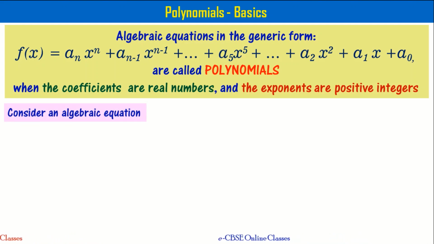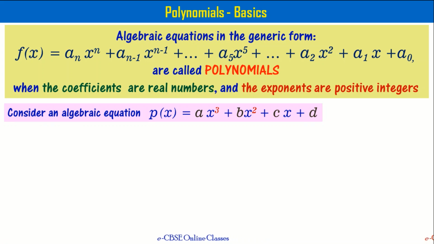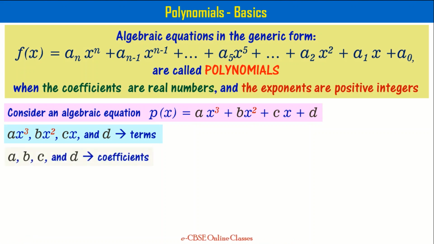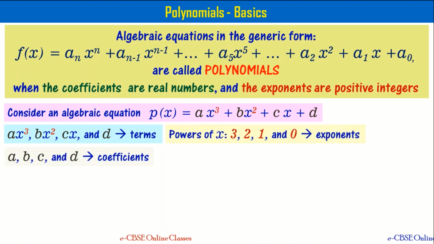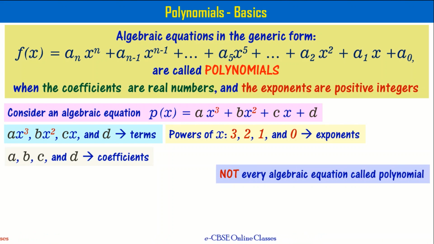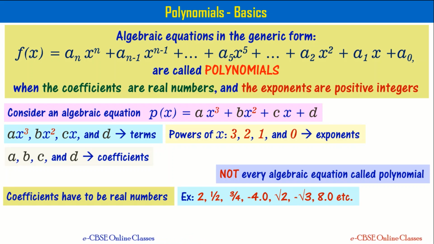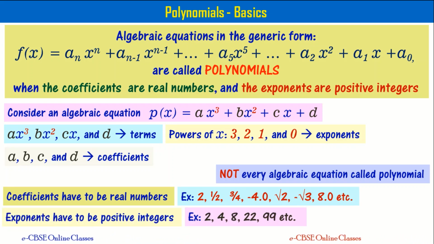Let's consider an algebraic equation, that is p of x equal to ax cube plus bx square plus cx plus d. In this equation, ax cube, bx square, cx and d are called terms. a, b, c and d are called coefficients. And powers of x such as 3, 2, 1 and 0 are called exponents. Please note that not every algebraic equation is going to be a polynomial. The coefficients have to be real numbers as shown here, and the exponents have to be positive integers. Then only an algebraic equation can become a polynomial. Please take a note of that.